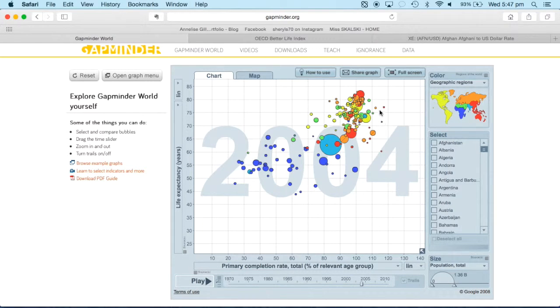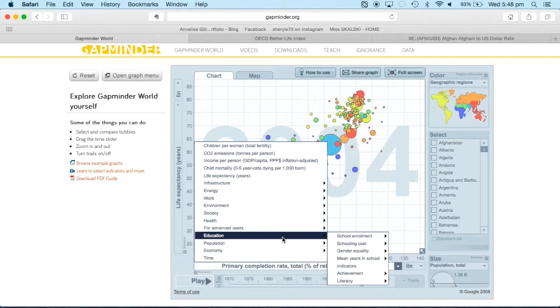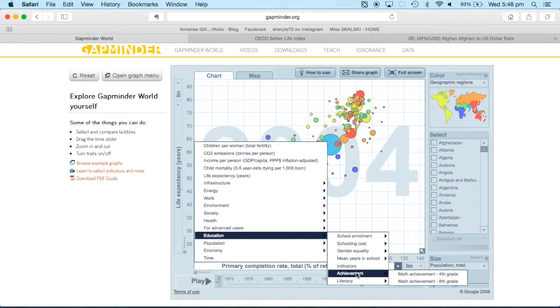So the countries over here, we've got a much higher rate of students finishing primary school. So there's a few different places you can look for education on here. Schooling costs, number of years in school, mean kind of means average. So the average years in school, or does mean total? I think it's the total years of school. We'll have to check with the maths teacher there.